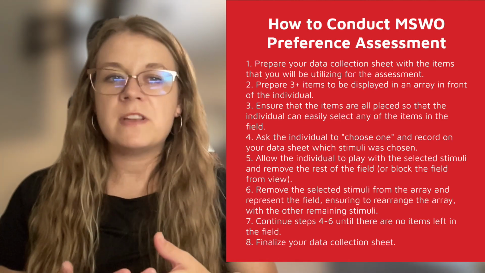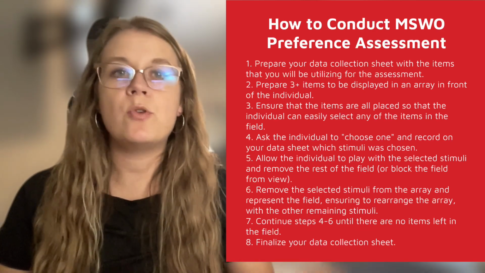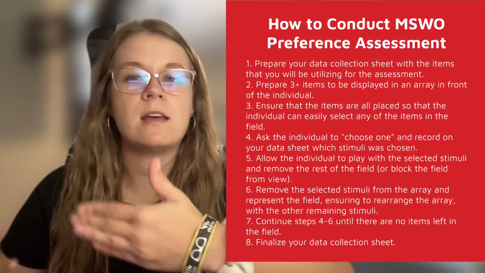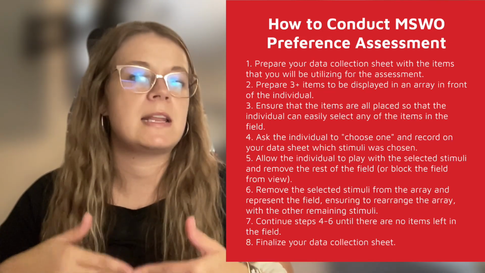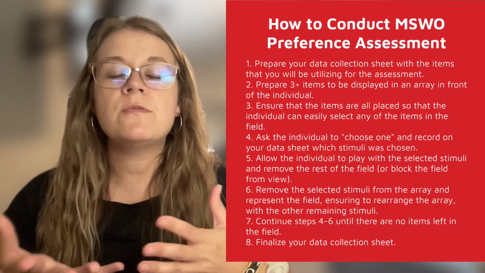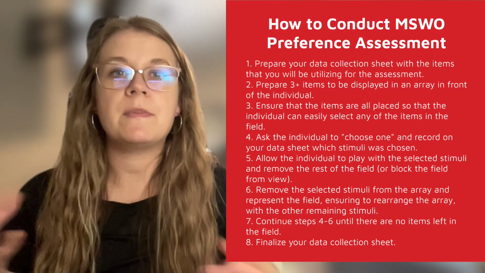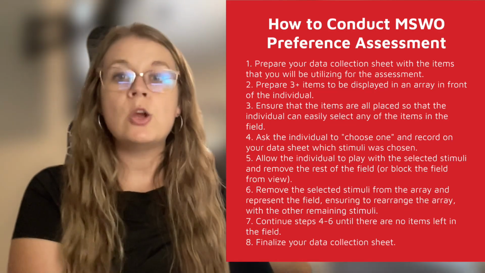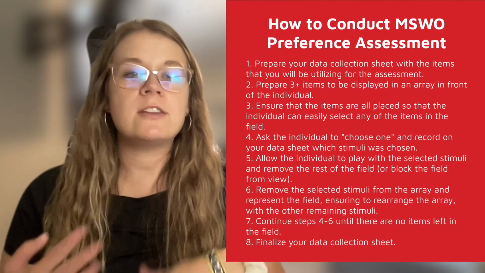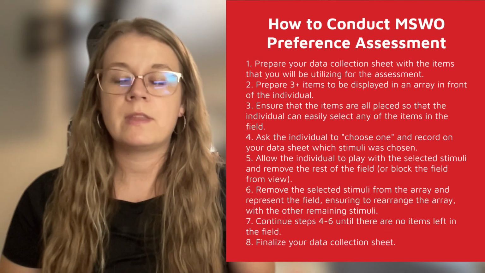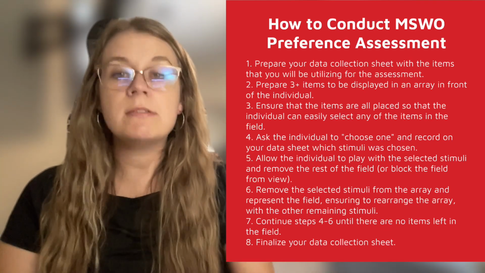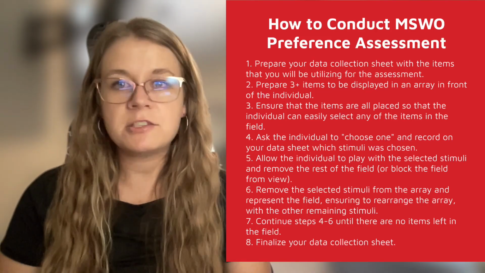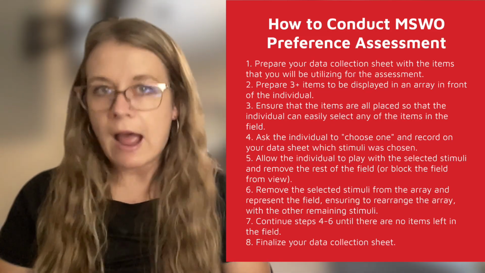Following that, you're going to allow the individual to play with the selected stimuli and remove the rest of the field. If you can't remove it, you can also just block the field from view so that the child or individual cannot see what else is remaining in the view. Once you've done that, you're going to allow that child to play with that toy. Then you're going to remove the selected stimuli from the array and represent the field, ensuring to rearrange the array with the other remaining stimuli. From there, you're going to continue steps 4 through 6 until there are no items left in the field. After that, you'll finalize your data collection sheet, which I will go over next on how to fill out your data collection sheet.